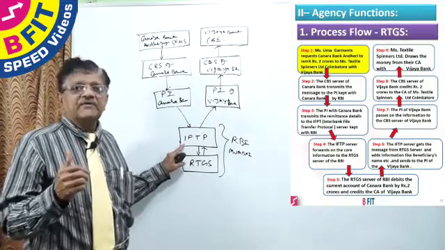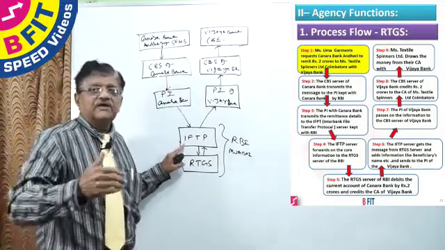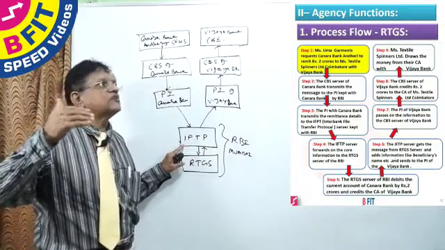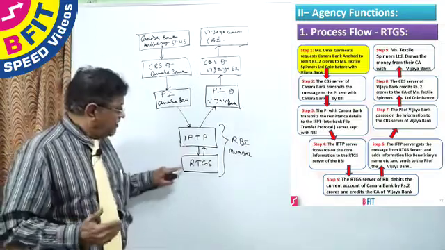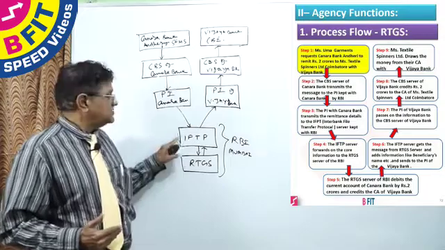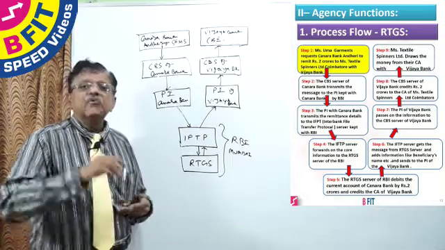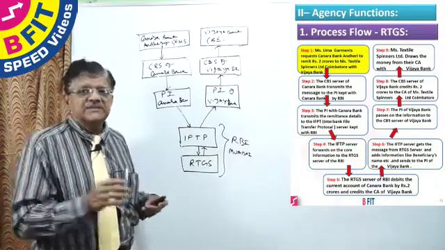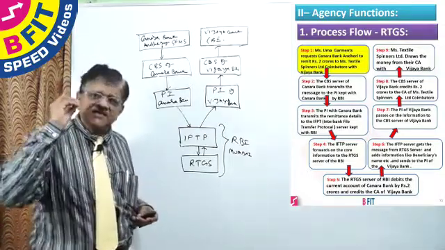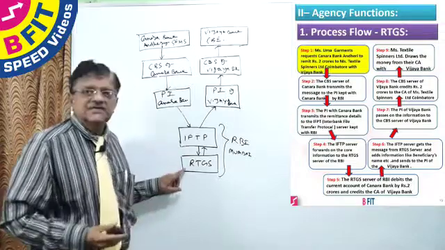The IFTP server is a kind of, what should I say, watchman before RTGS. This watchman receives the full message and then removes all unnecessary portions of the message, and only gives the very essential parts to RTGS.